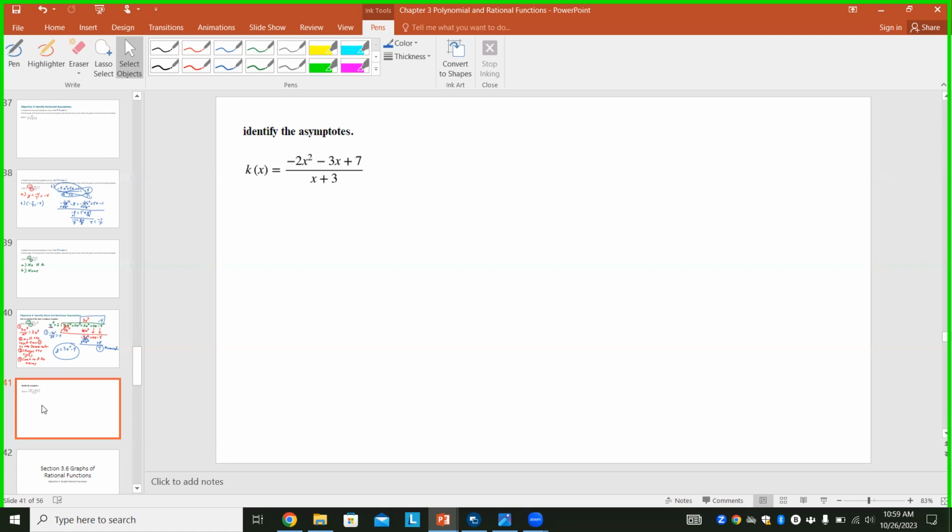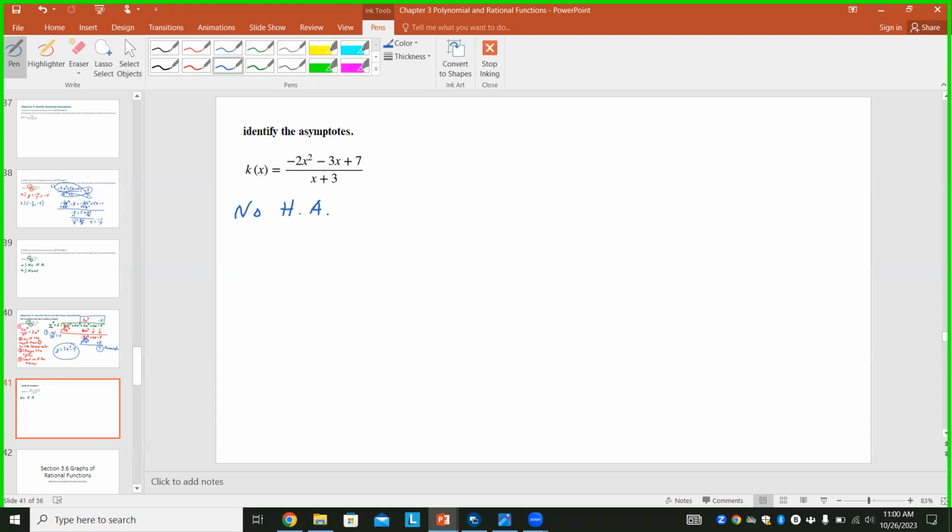So it tells me to identify the asymptote. So I look at it, and this is wanting everything. So when I'm trying to identify all my asymptotes, I look at the horizontal asymptote. Do I have one? No, because the numerator is larger than the denominator. So there are no horizontal asymptotes.